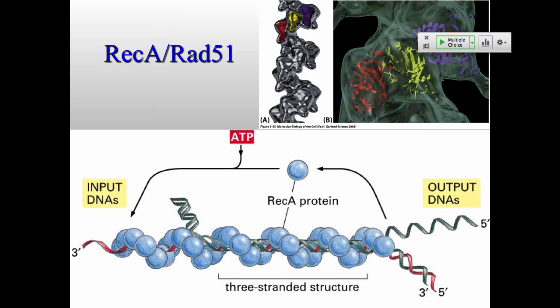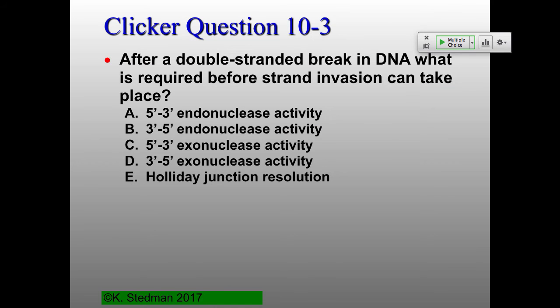Happy with all this stuff? Yes? Do we have our clickers handy? No. After a double-stranded break in DNA, what is required before strand invasion can take place? 5' to 3' endonuclease activity, 3' to 5' endonuclease activity, 5' to 3' exonuclease activity, 3' to 5' exonuclease activity, or Holliday junction resolution.